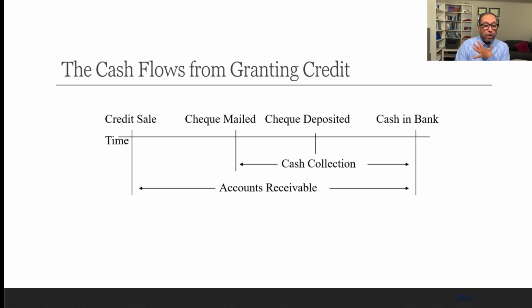Now this period can also be divided into another part, which we call cash collection: the check is mailed, the check is deposited, and cash is in the bank. So this is the collection time. Normally nowadays it's not so big a worry, because people are using e-banking services to pay or receive this cash. So this cash collection time is no longer important nowadays.